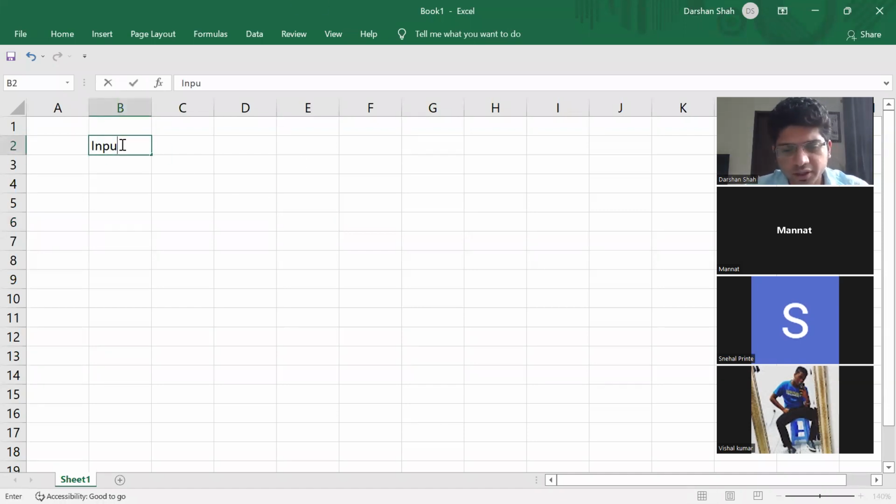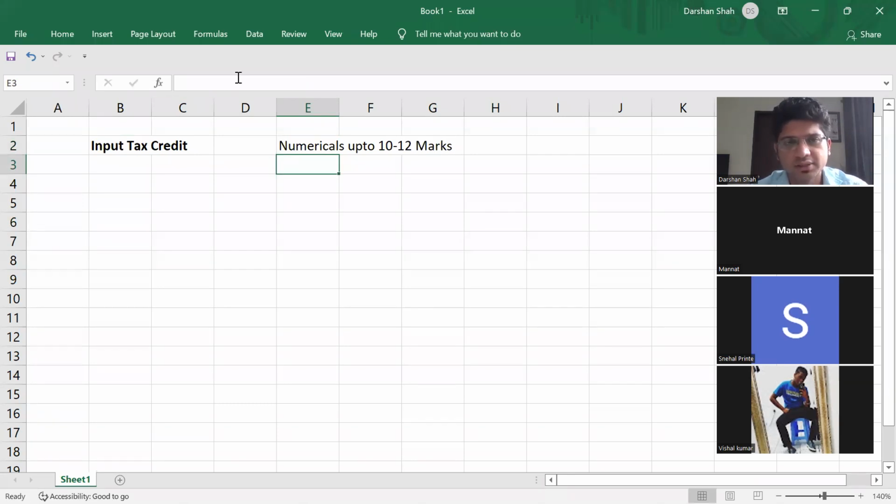So today we are going to study input tax credit. Very important. You can expect numericals up to 10 to 12 marks on this. This is a concept which will incorporate many things from your GST chapters. So a lot of concepts from the GST chapters will be incorporated under input tax credit. I'll tell you what is input tax credit, I'll tell you the definitions, and then we'll also see how to do the numericals.